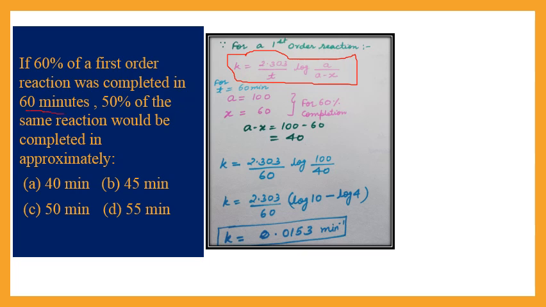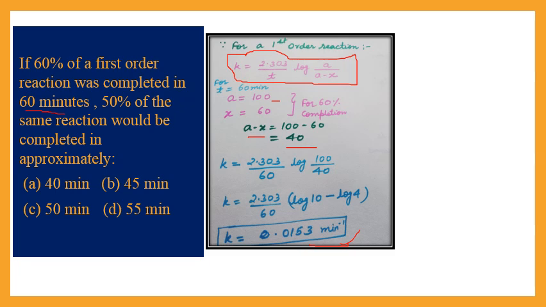In 60 minutes the reaction is completed 60%, so the initial concentration would be 100 and the reaction completed is 60, so x will be 60. The final concentration which will remain is a minus x, so it is 100 minus 60, which becomes 40 here. On putting these values into the rate constant equation for the first order reaction, we can find the value of the rate constant, which is 0.0153 minute inverse. Now the second part says, when the same reaction is 50% completed, in how much time will it get completed.